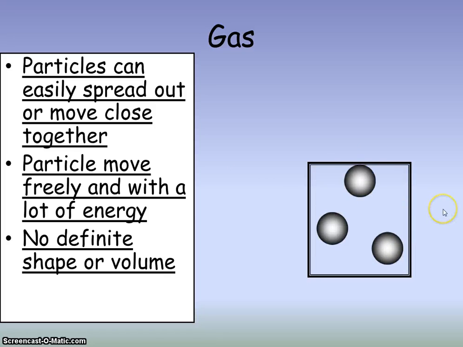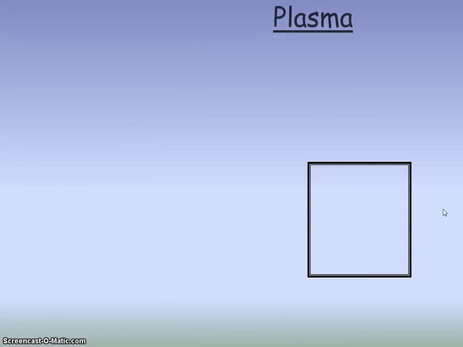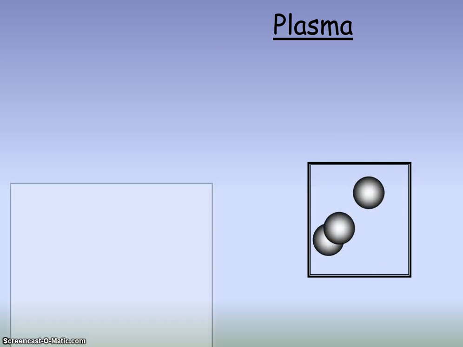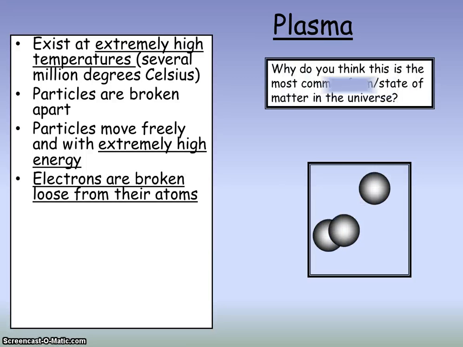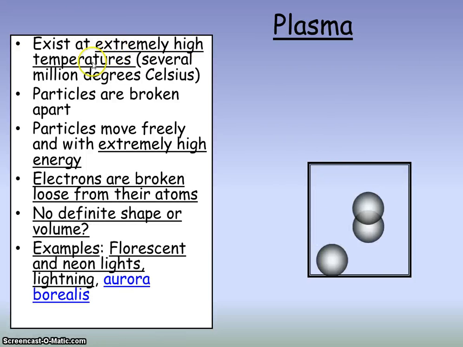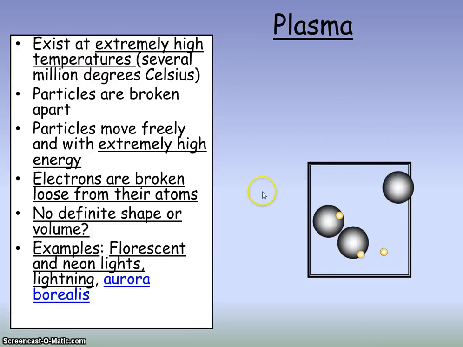All that energy. Now let's talk about the plasma. Okay, you've noticed that we've added more and more energy as we've moved up. So you can imagine the plasma has lots of energy. Plasmas are moving around ultra, ultra fast, okay? Plasmas exist at extremely high temperatures, right? And they're going so fast, they got so much energy.